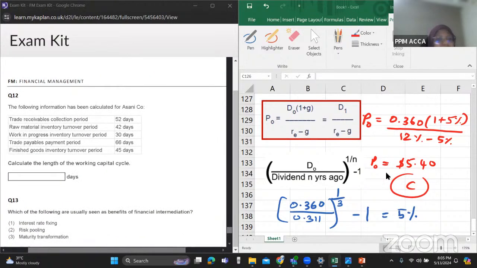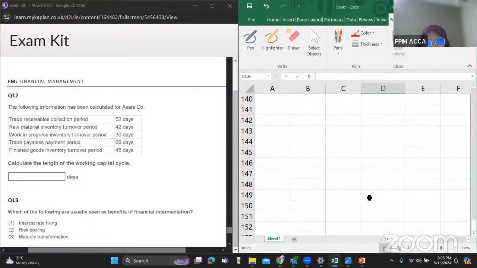They're asking you to calculate the length of the working capital cycle. So this is again working capital management. It's an easy question actually.